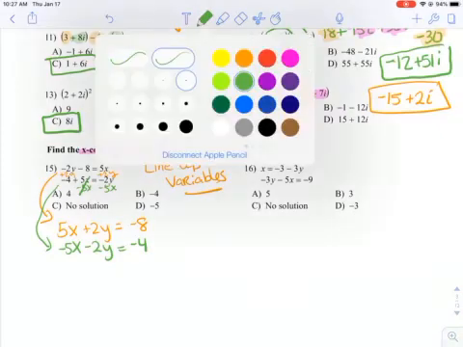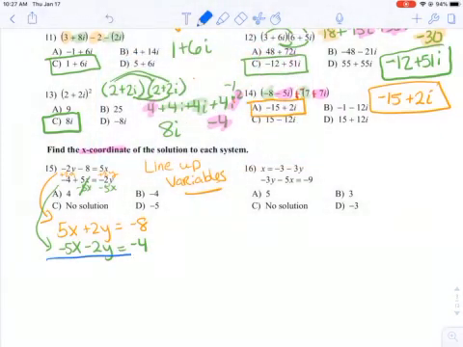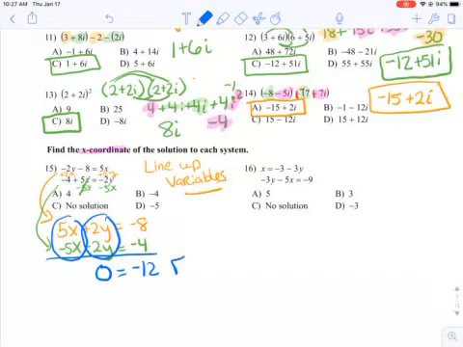So when I do that, you can see after I've lined them up that when I add these together, they both zero out. So when they both zero out, you get 0 equals negative 12. Well, this is false. So when the variables are gone and you get a false statement, the answer is no solution.